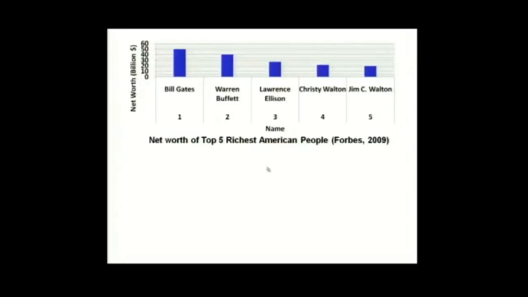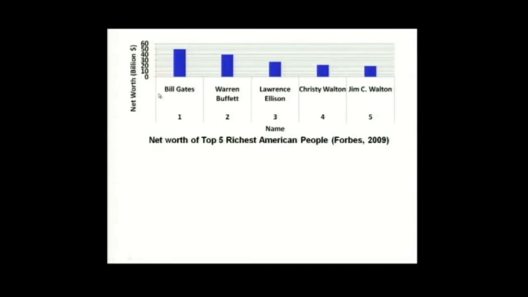One way to describe data is to use a bar chart. It's very simple, and you can see a bar chart displayed in many situations, and they can be really meaningful. Let's look at the slide and see some examples. These are the net worth of the top 5 richest American people by Forbes magazine in 2009.